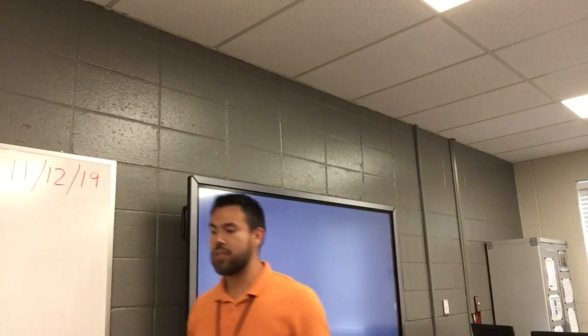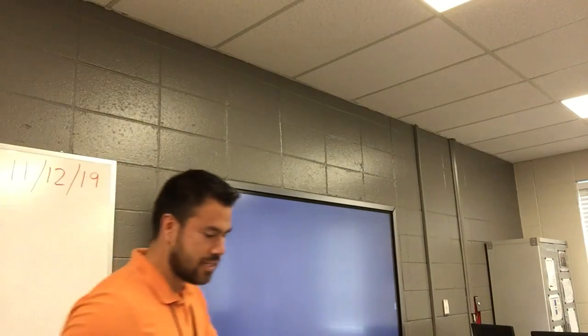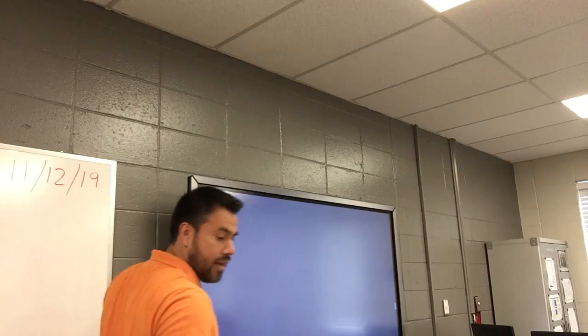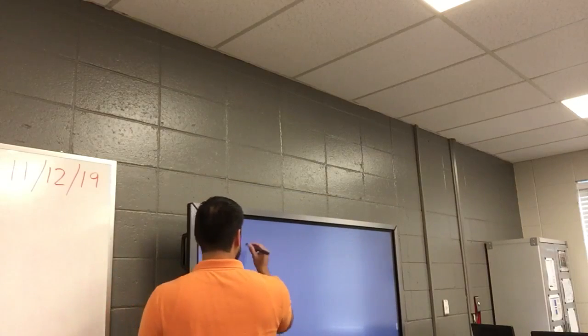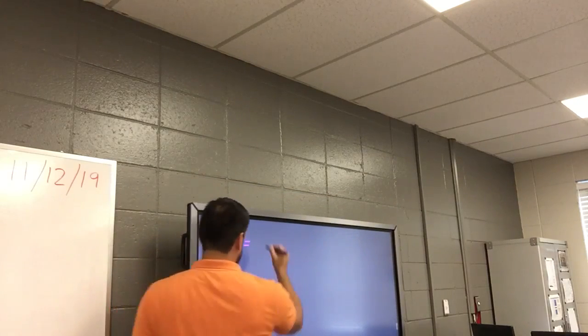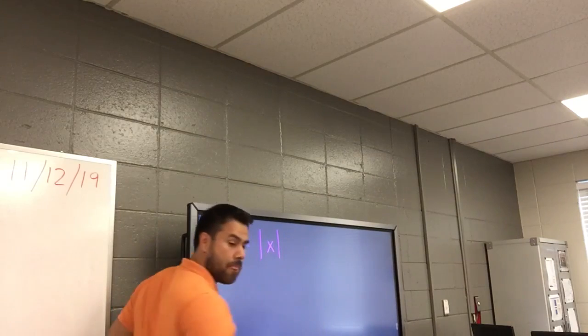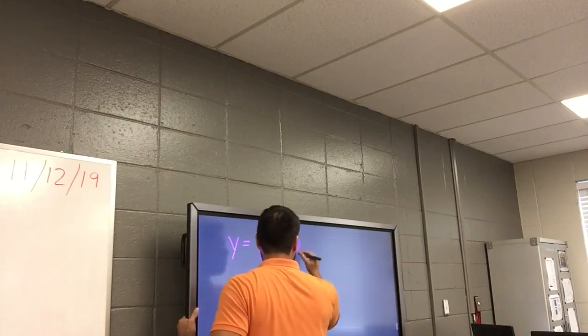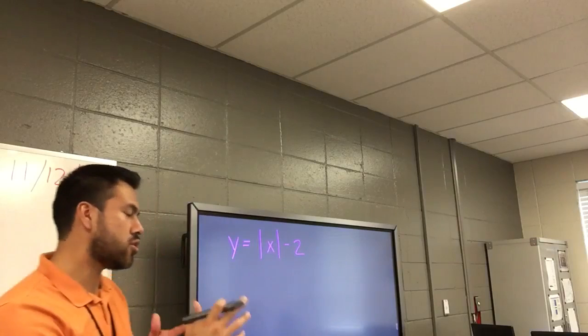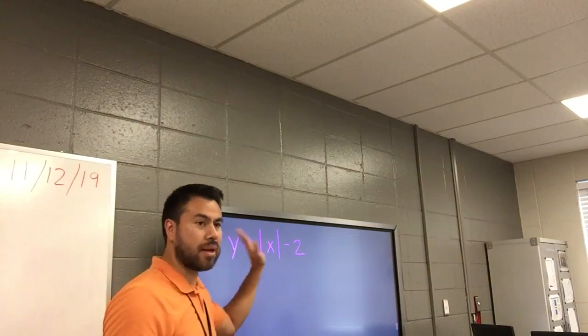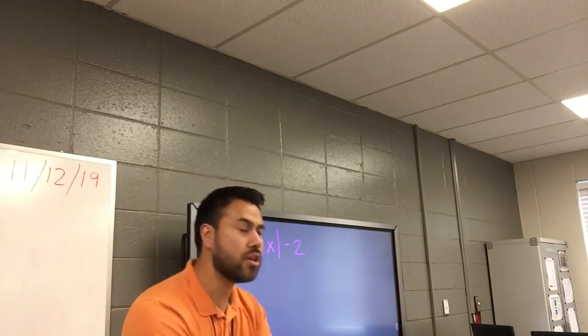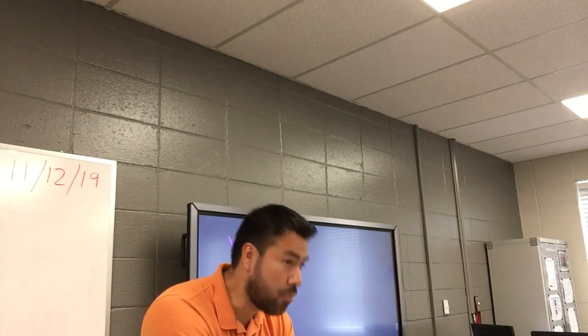Okay, let's go through another one, then I'll let you go. I'm only going to require half of this lesson because we're going to have to go over this again. Okay, let's look at this. Y equals absolute value of x minus 2. There's a lot more you can do to switch this up, but I'm just going to do that. Before you even start doing anything, it opens upward.